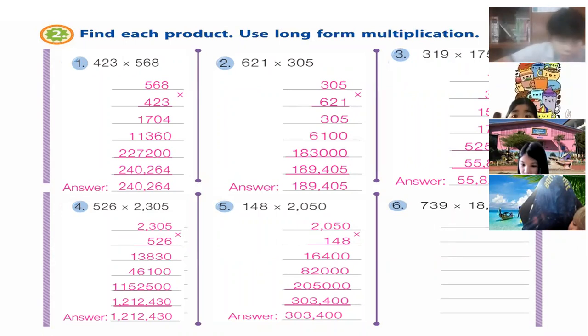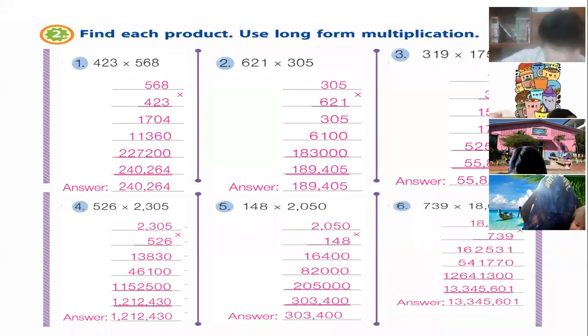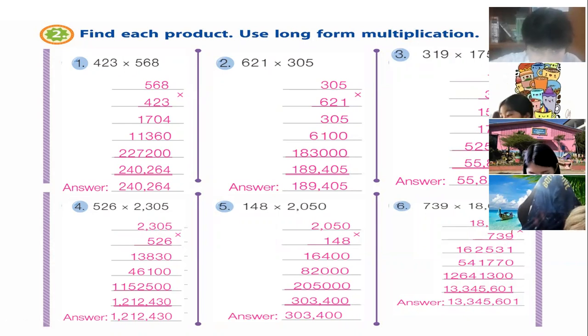Yes. Okay, what's your answer? 13,345,601. Very good. That is the correct answer. 13,345,601. So we follow the same method. First of all, at place 1 we have 9, multiplied with all. That means 162,500.